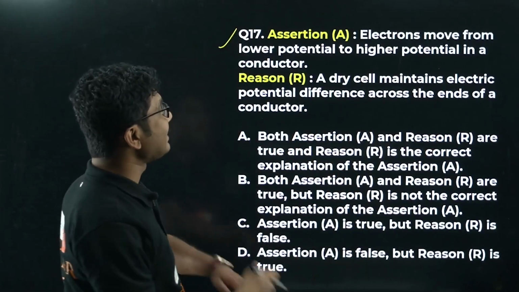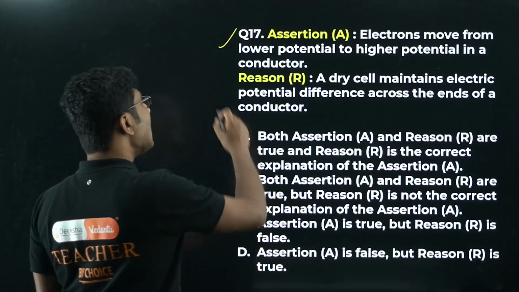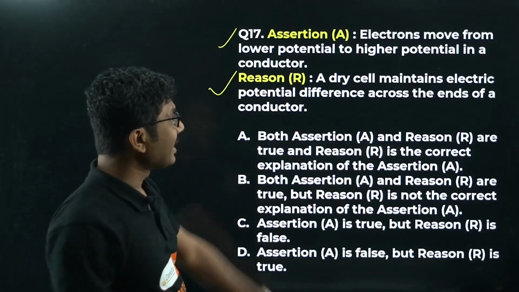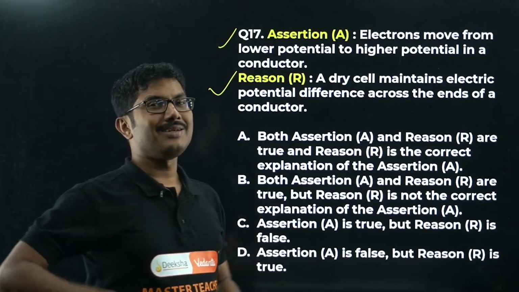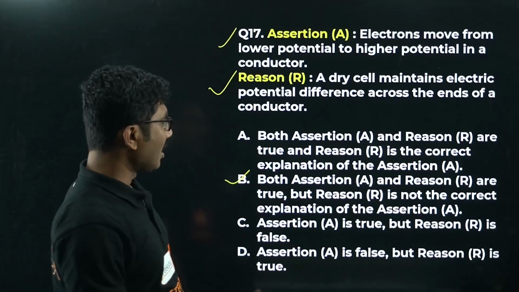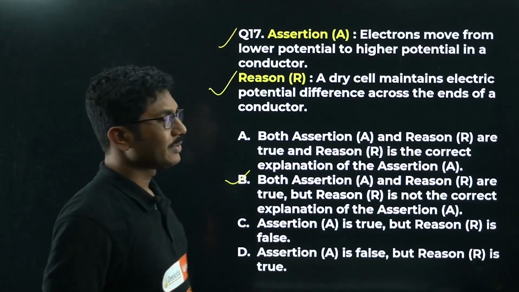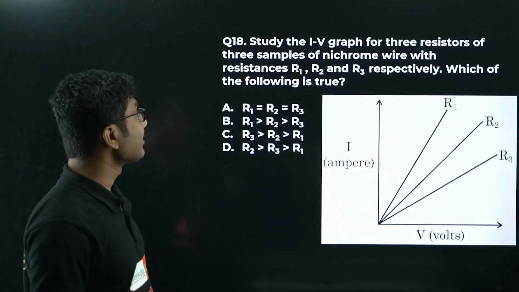The reason is: a dry cell maintains electric potential difference across the ends of a conductor. This is also a correct statement, but there is no relationship between assertion and reason. They are independently correct statements. So we can say both assertion and reason are correct, but the reason is not the correct explanation of the assertion. So option B is correct in this case. Now next question.